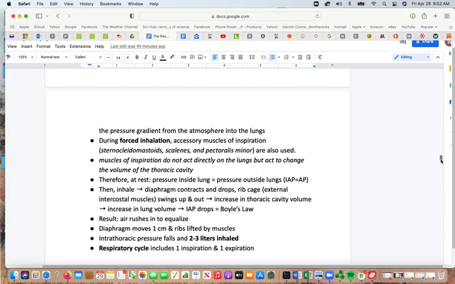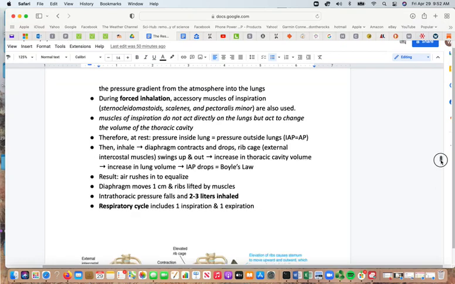At rest, pressure inside the lungs is equal to pressure outside the lungs. When you inhale, the diaphragm contracts and drops down, the rib cage expands, increasing the thoracic volume and the lung volume, and the IAP drops. Air is going to come in to equalize it. The diaphragm moves about 1 centimeter, and then the ribs get lifted by the muscles. The intrathoracic pressure falls, and you can inhale up to 2 to 3 liters.